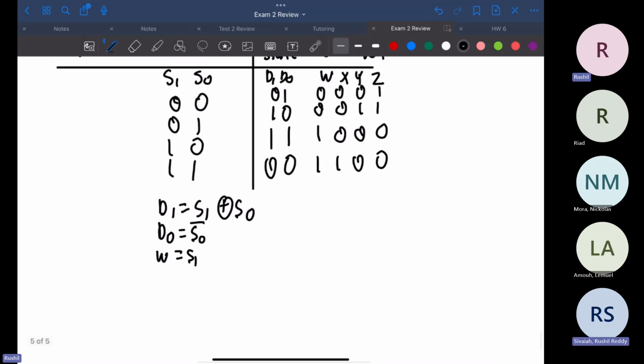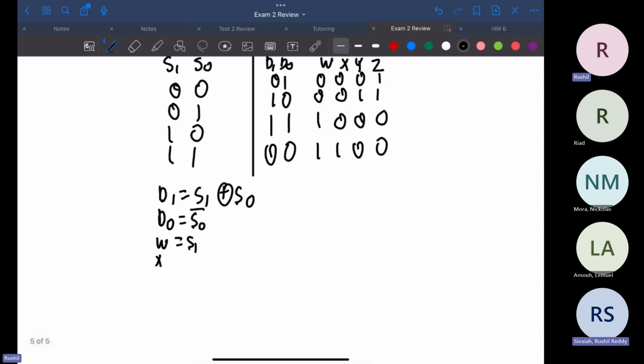And what about X? Yeah, so we're going to do S0, S1. Okay, and then Y? S1 or S0. For Y? No, I'm sorry, S1 not S0. Yep. Okay, and then finally for Z. S1 S0. Yep.